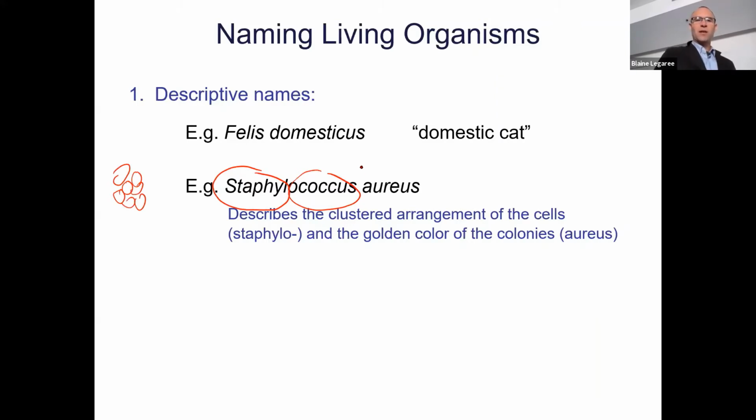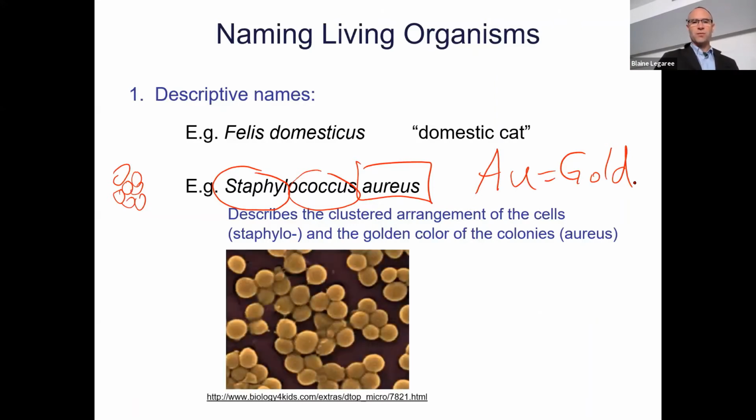And notice the second name here, aureus. So if you're taking chemistry, or if you have in the past, you may remember that particular element there. Everyone seems to remember that one because it means gold. So let's take a look at these cells. I have some pictures. Those cells are clustered grapes, just like the Staphylococcus epidermidis.